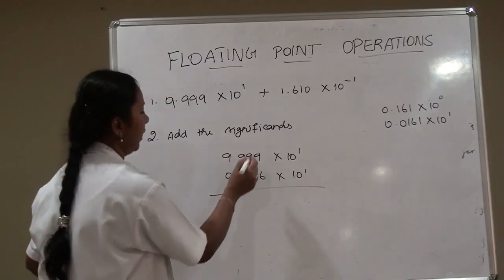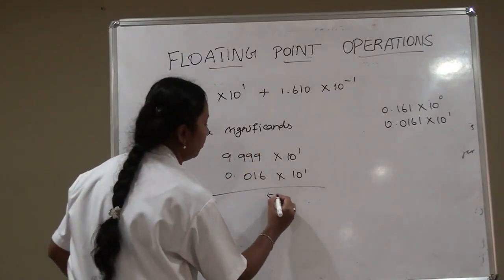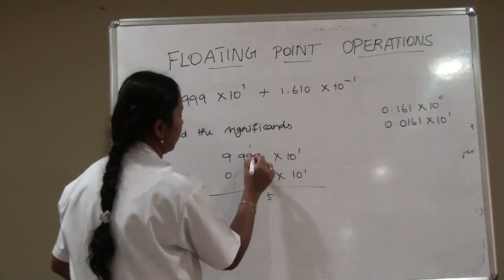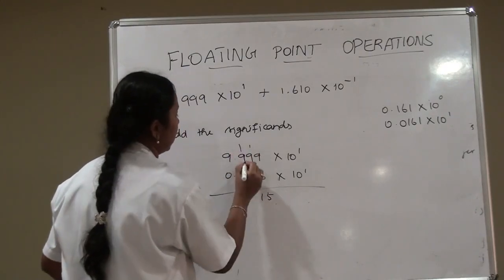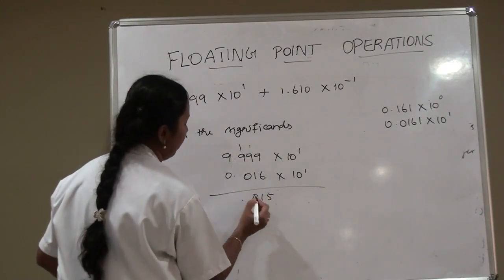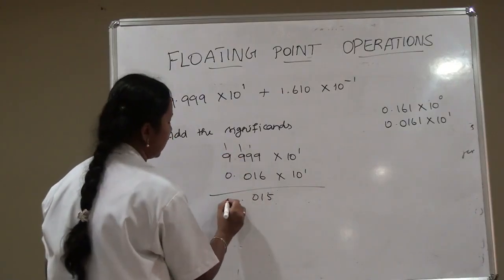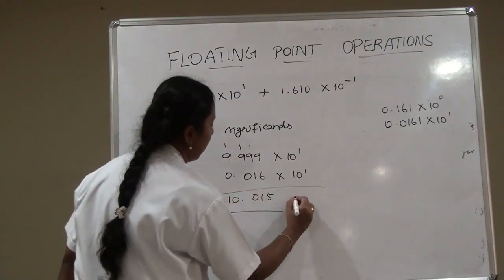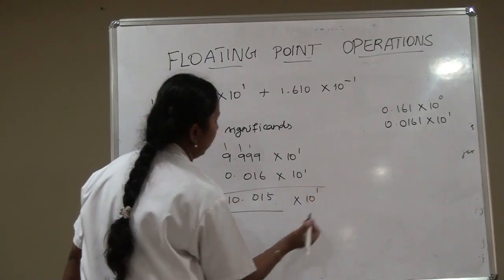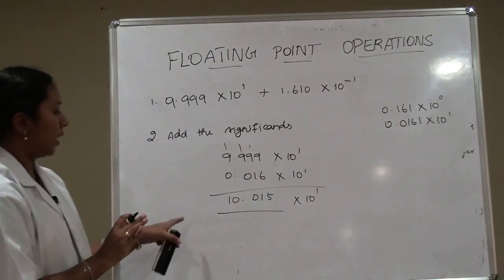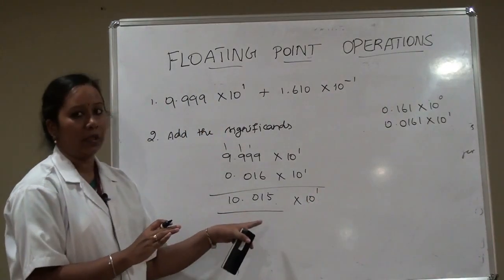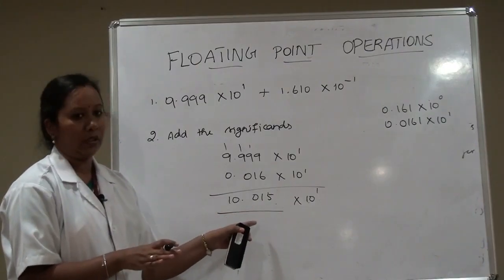Now perform the addition. 9 plus 6 gives you 15. Carry 1: 9 plus 1 is 10, 10 plus 1 is 11. Once again 9 plus 1 is 10, 0 here and the carry over here. So 9 plus 1 is 10. This is the result of your significand. Now I have to check whether any overflow occurs. In this case no overflow occurs, so no issues.